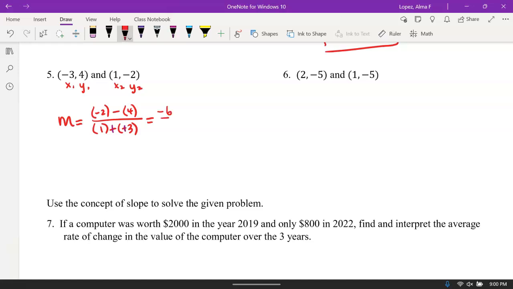And clean up. Negative 2 minus 4 is negative 6. 1 plus 3 is 4. That reduces to a negative 3/2. There's an example of our negative slope. Let's go on to number 6.